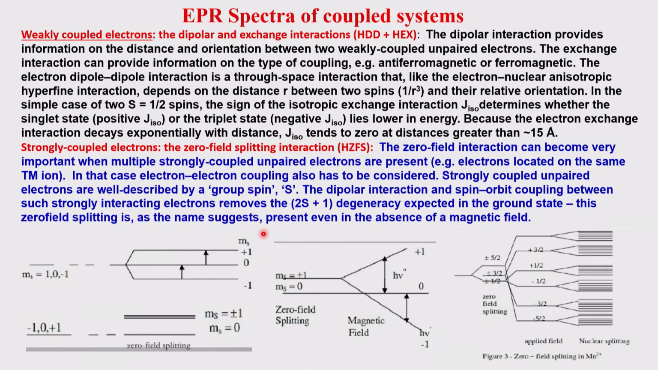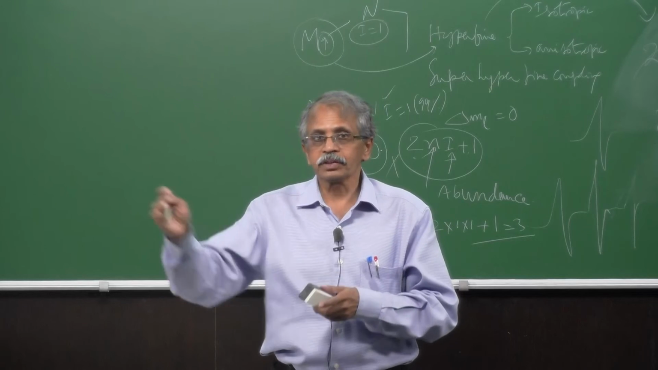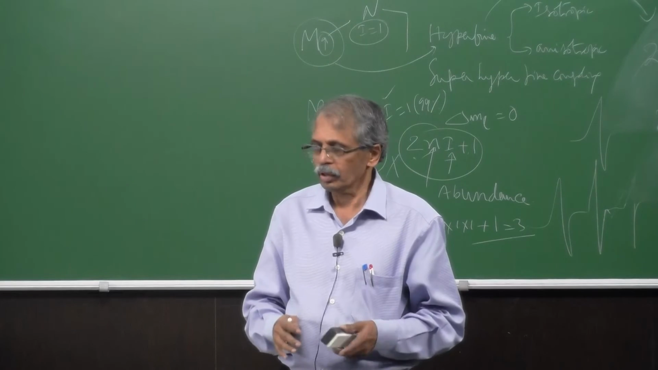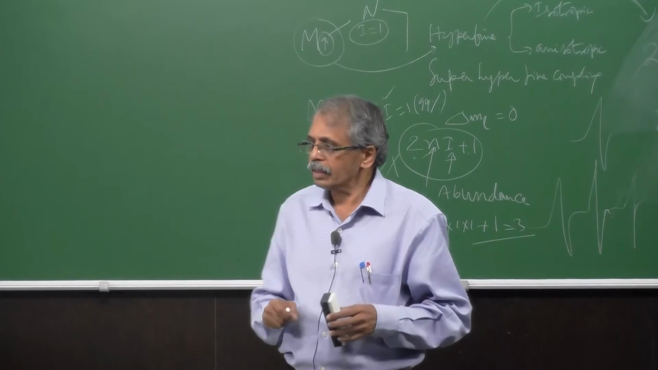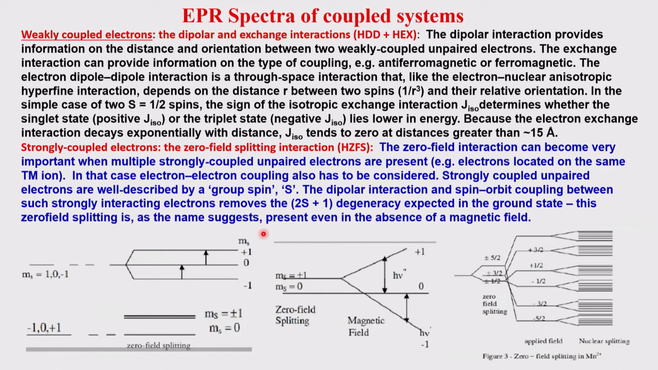So we have looked at one aspect, the electron coupled with the nucleus of the same atom and the nucleus of the neighbor which is connected to it. One is called hyperfine, the other is called superhyperfine. Now, will there be a coupling between two electrons? Yes, there can be coupling between two electrons as well.